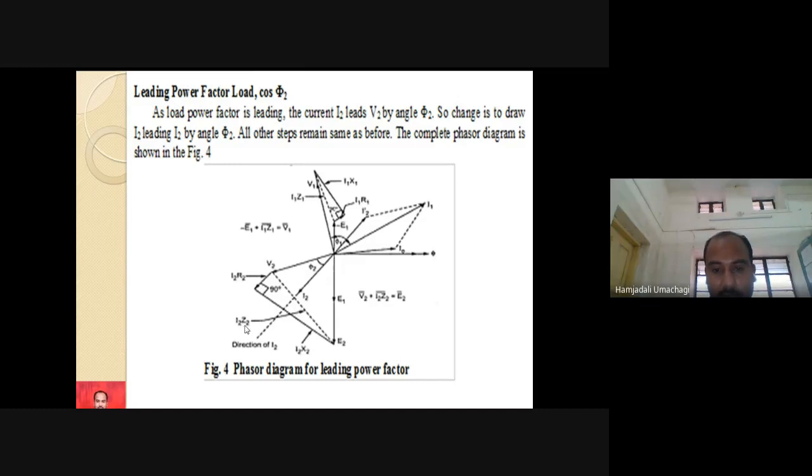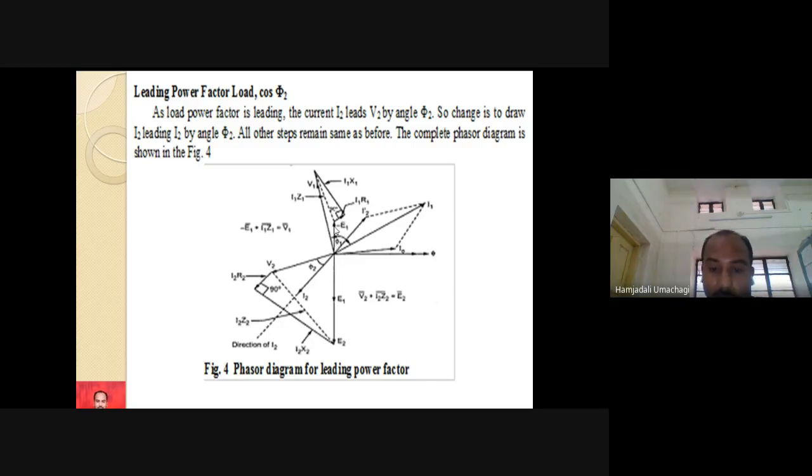Clear, all of you? Then take the antiphase of I2. If I take the antiphase of I2, this will be I2 dash, and here will be my no load current I0. The vector sum of I0 and I2 dash is I1. So for this diagram, you should write I1 is equal to I0 plus I2 dash, and E2 is equal to V2 plus I2R2 plus I2X2, or V2 plus I2Z2, because Z is nothing but the R and X combination.